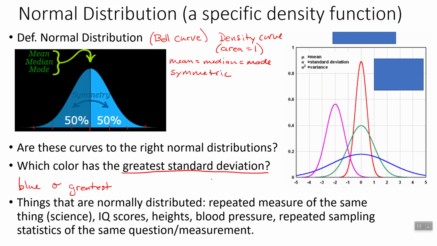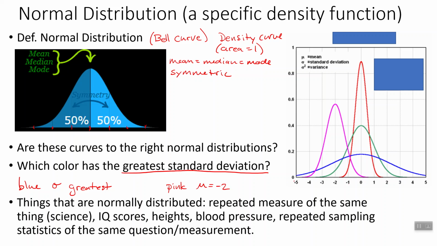All right, 3 of these curves have the same mean. One of them has a different mean. Which one do you think has the different mean? All right, so for red and green and blue, they all have a mean right here at 0. But for pink, the mean is -2. So pink has a mean of -2. The other ones are all at 0.